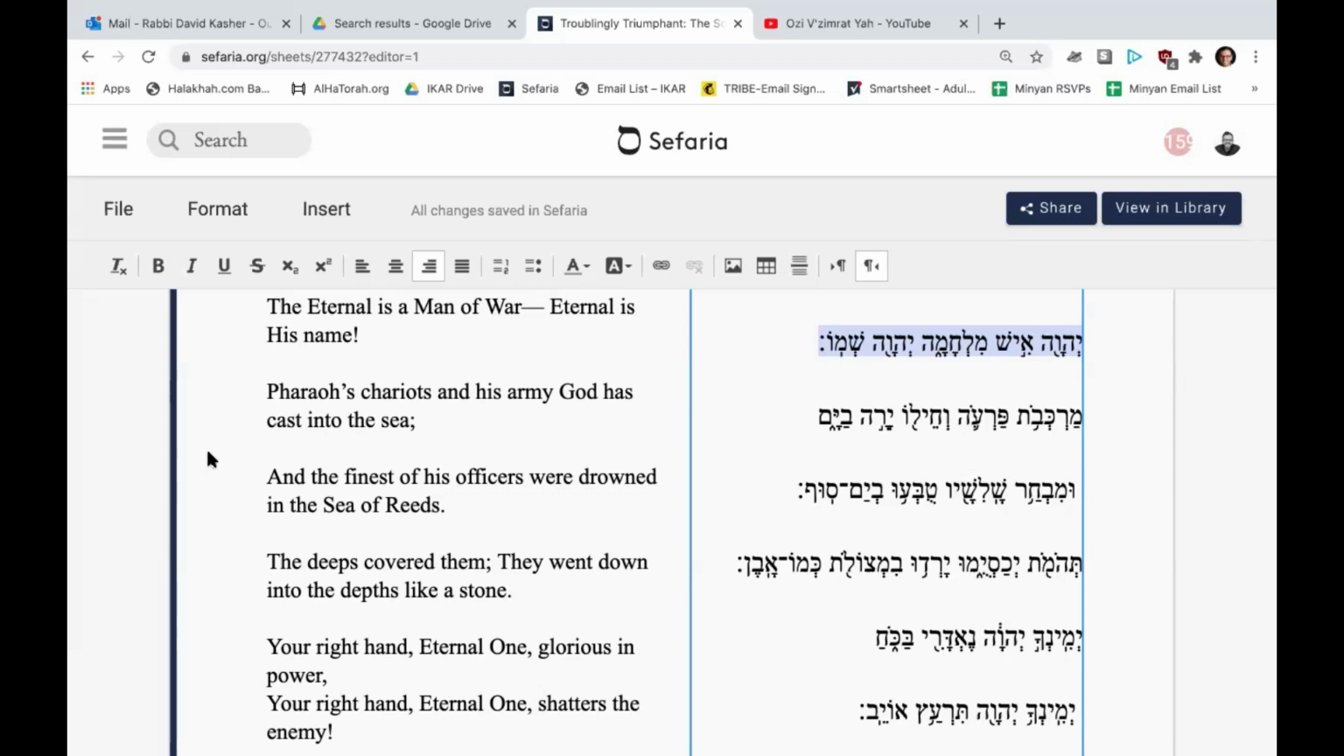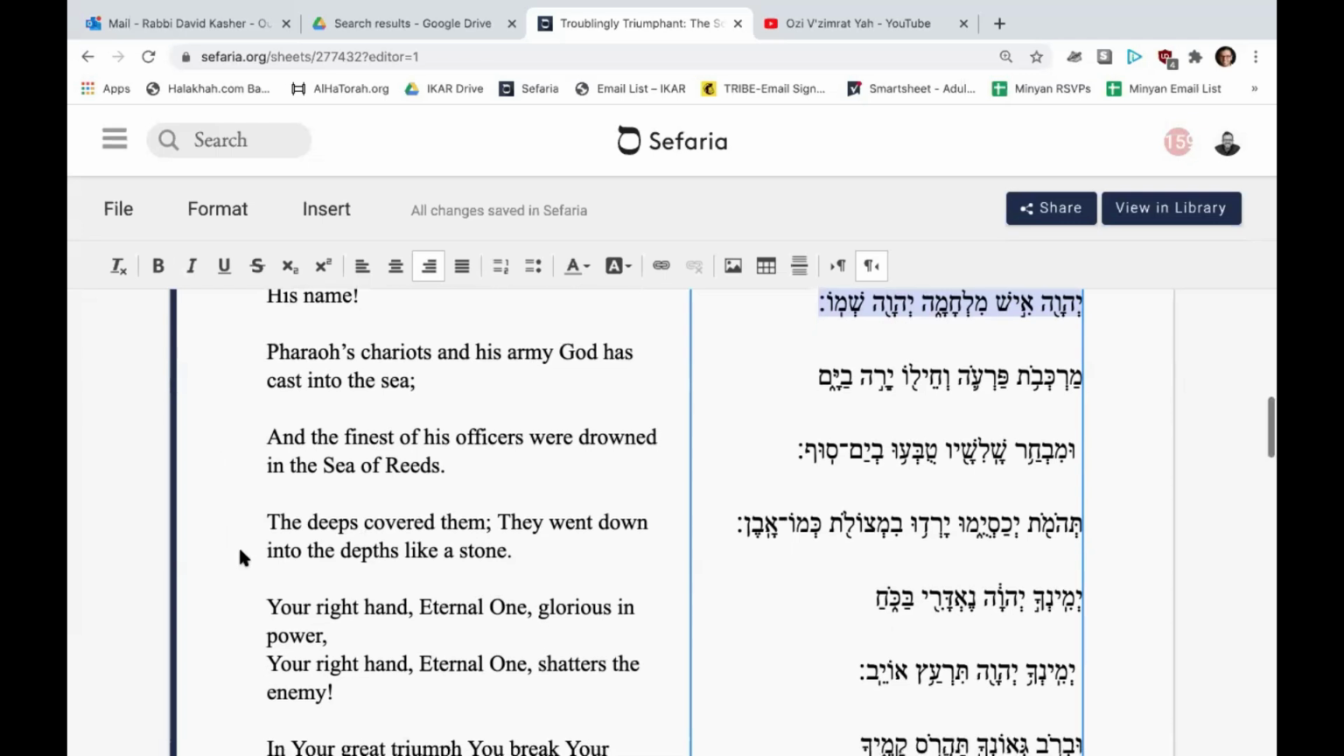The deeps covered them. They went down into the depths like a stone.